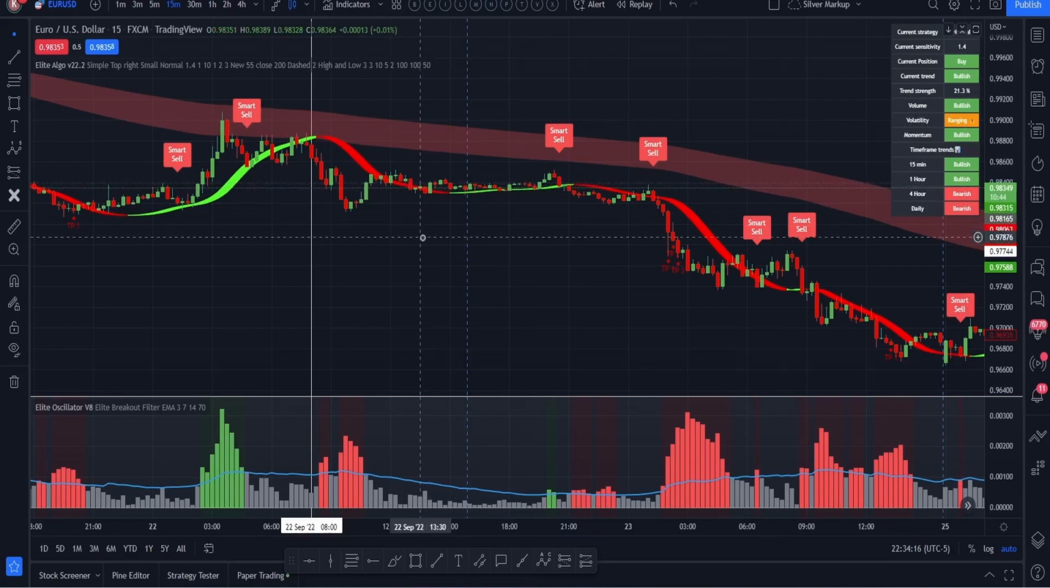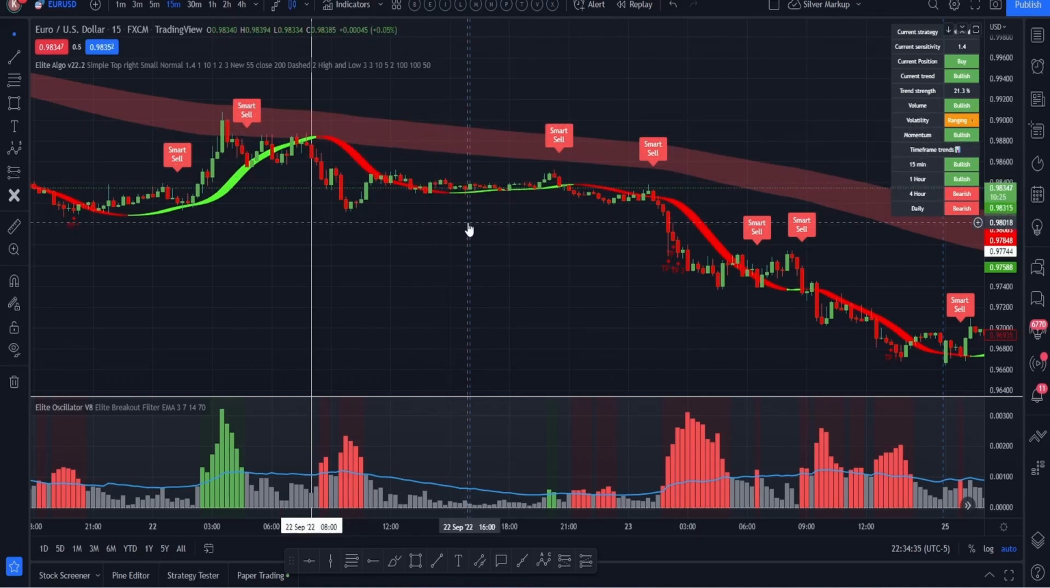So the first step of the strategy is to identify the trend, and we just went over that. The other way you can do it is with the trend cloud. When the big trend cloud is red, that's going to be a downtrend. If it's green, it's going to be an uptrend.